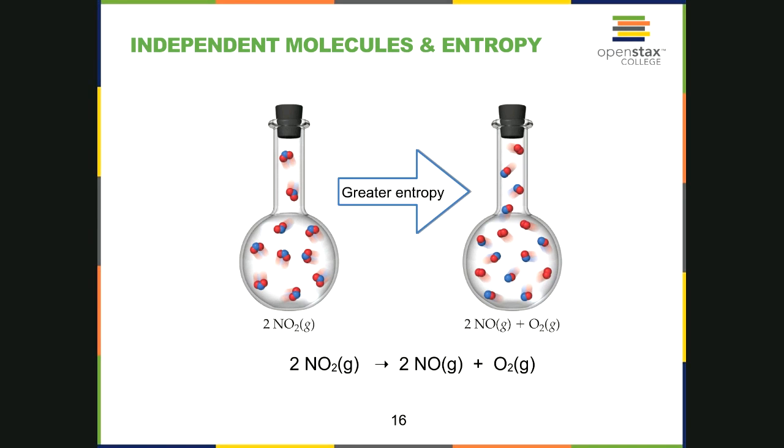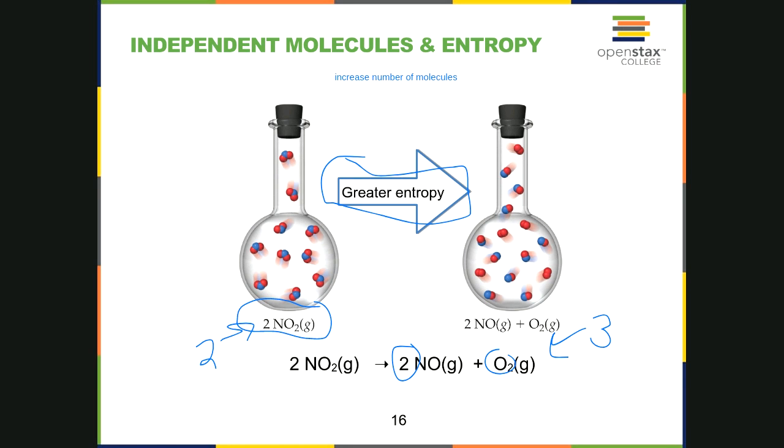Here we've got a beaker that's got NO2. It's got two of the NO2s. The coefficient is 2. On the product side, we've got 2 nitrous oxides and 1 oxygen. So altogether, we have 3 molecules. If we increase the number of molecules, then we're going to have greater entropy. And this could cause the reaction to be spontaneous. Once again, we have to also look at what's going on with the enthalpy. Okay? And now, next slide.